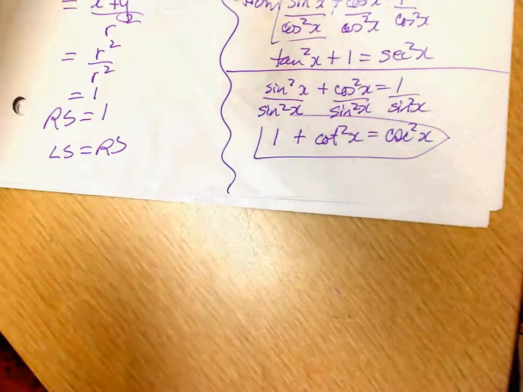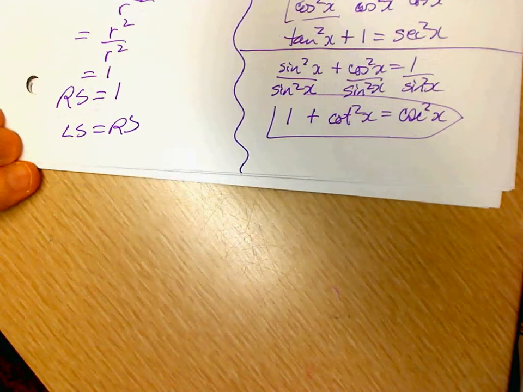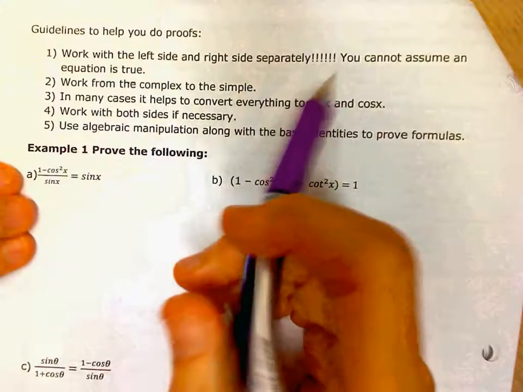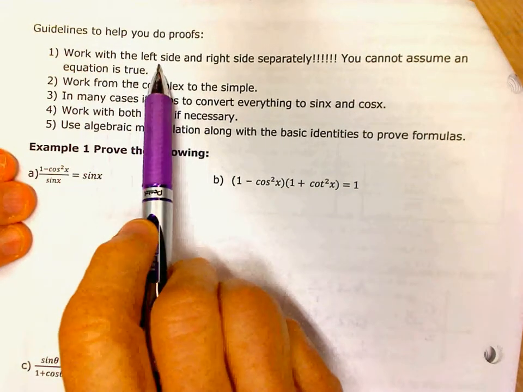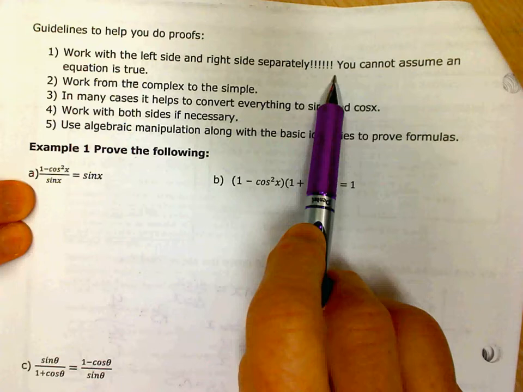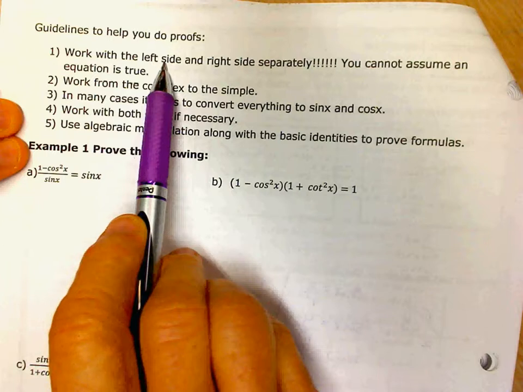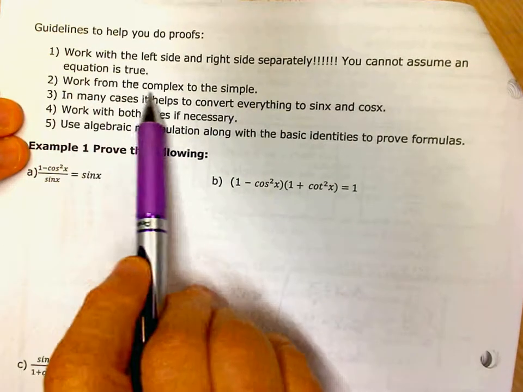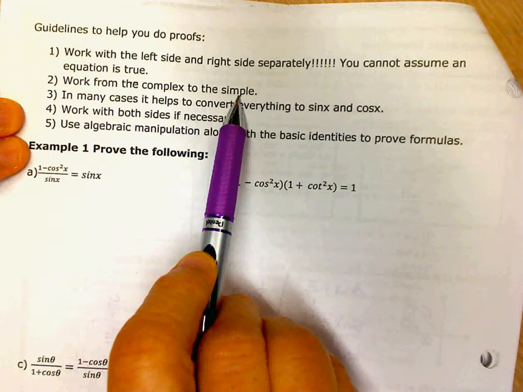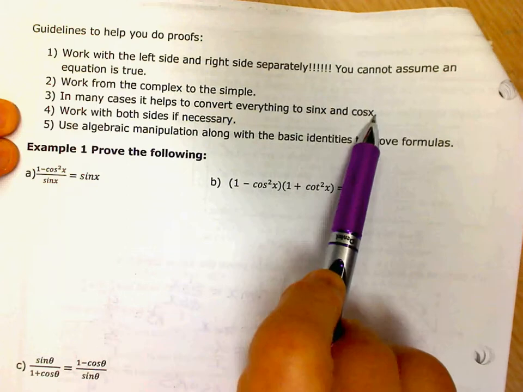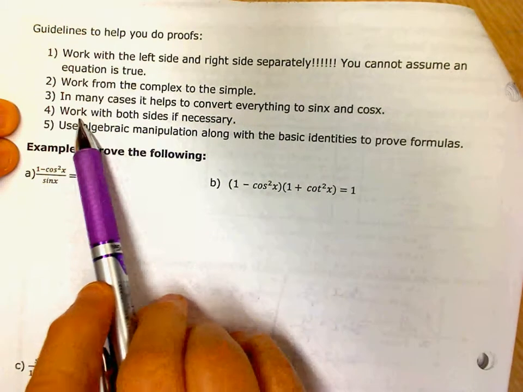So let's look at a number of proving trig identities. That's the objective of this lesson, is for you to learn how to prove trig identities. So what are some general rules of thumb? Work with the left side and right side separately. You cannot assume the equation is true. So you separate the left side from the right side. Work from the complex to the simple. In many cases, it helps to convert everything to sine and cos. You might have to work both sides.